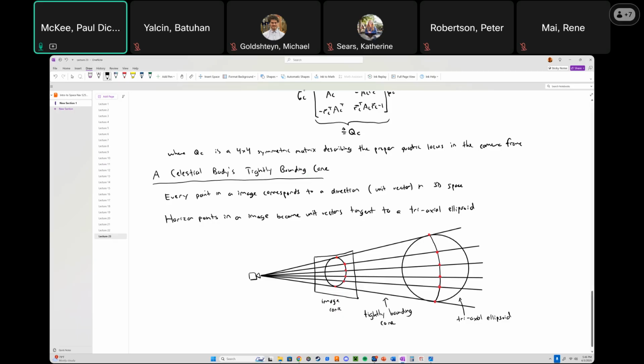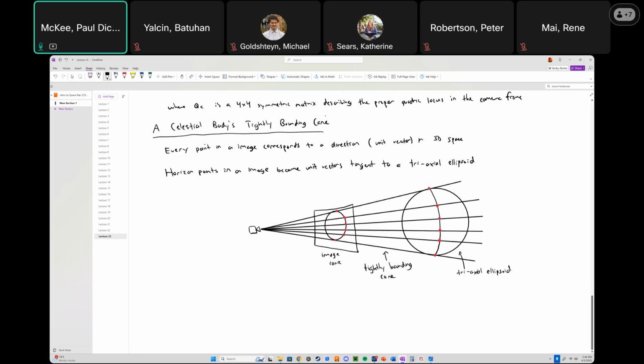Okay. So these 3D directions, so the pixel image points, form a tightly bounding cone.